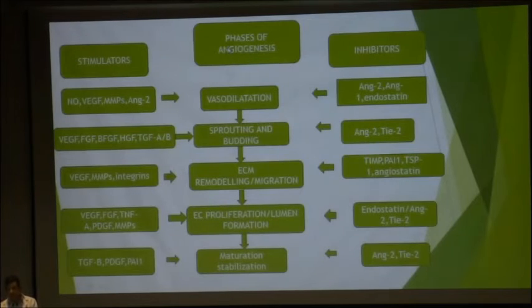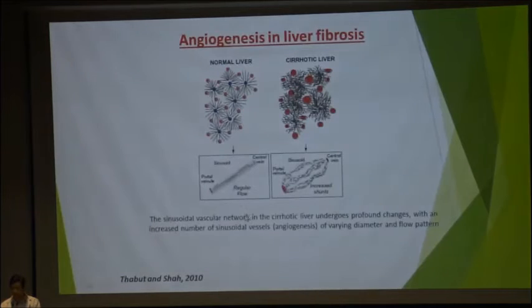So these are the phases of angiogenesis, and all the stimulators of angiogenesis, namely VEGF, angiopoietin 2, which we'll be discussing later in detail, the fibroblast growth factors, TGF-beta, are implicated in the various phases of angiogenesis. Once there is angiogenesis in liver fibrosis, there is a profound change that occurs in patients with cirrhosis, thereby increasing the number of sinusoidal vessels of varying diameter and flow pattern. In fact, there is also now the new role of portal angiogenesis, which is a newer formation of these.